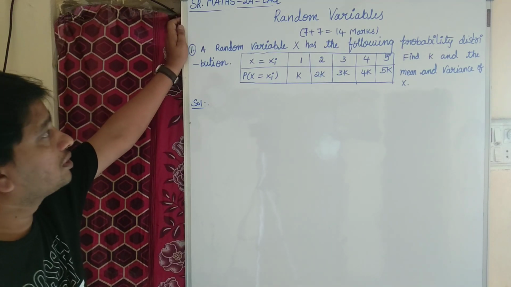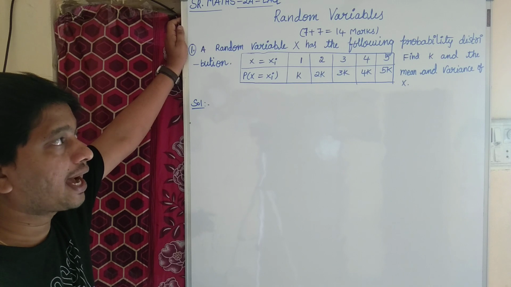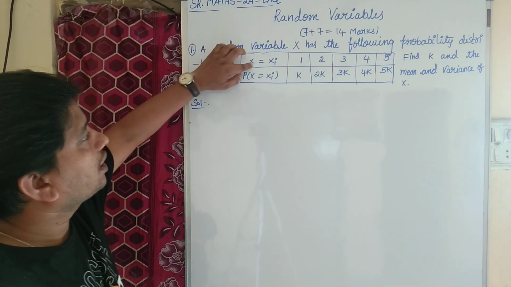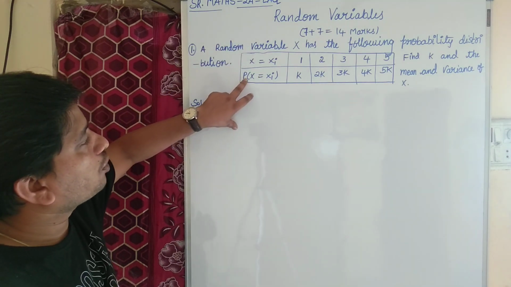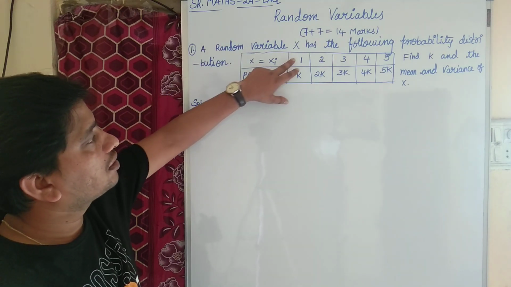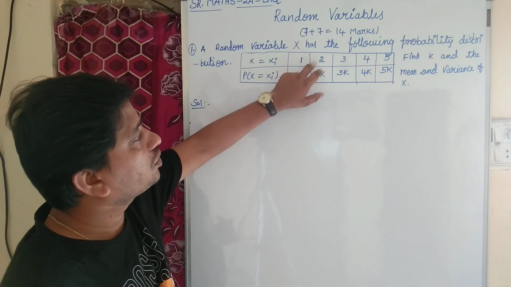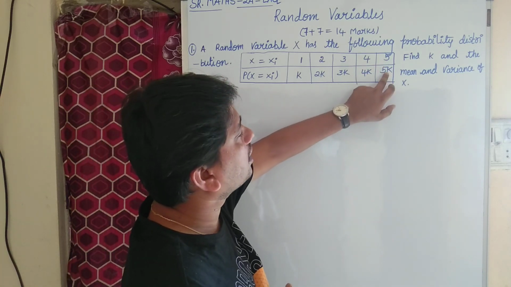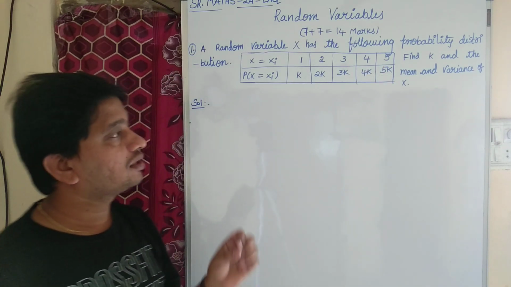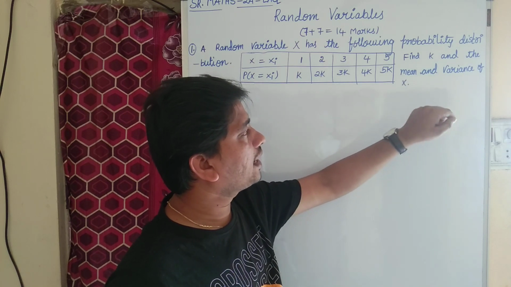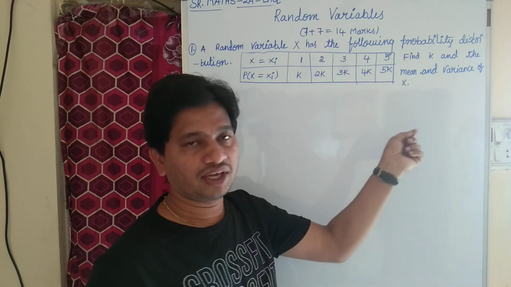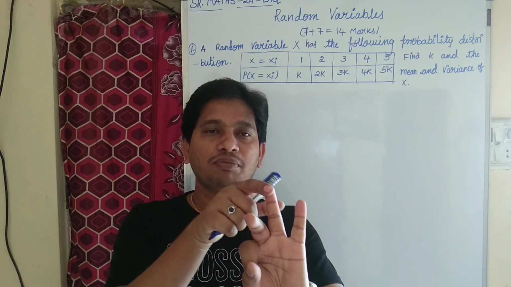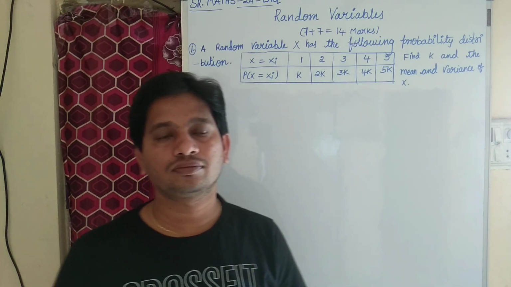Coming to the question: a random variable x has the following probability distribution: x equal to xi, and probability p of x equal to xi: 1 is k, 2 is 2k, 3 is 3k, 4 is 4k, 5 is 5k. Find k and the mean and variance. As we need to find three things here: one is k, second one mean, and third one variance.